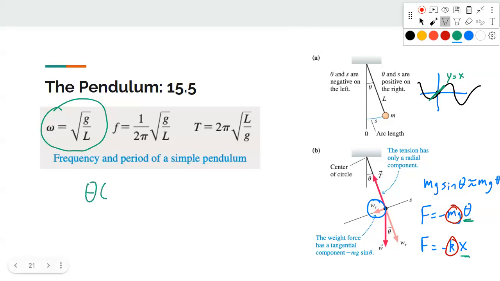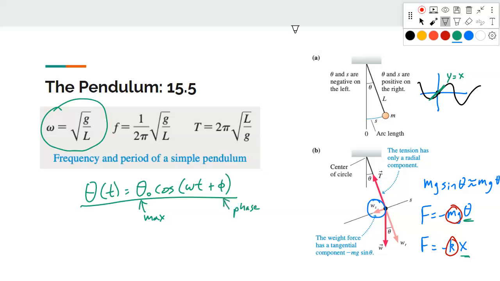Then we can write things like theta of t equals our amplitude times cosine of omega t plus phi, right? This would be our general solution for a pendulum, where theta naught is just the maximum angle that you pull this to, and phi is our phase. We would have to solve it from our initial conditions, just like in the case of the spring. Our omega is going to be based on g, which is basically what planet am I standing on, and L, which is how long the pendulum is. So it's a really beautiful formula.